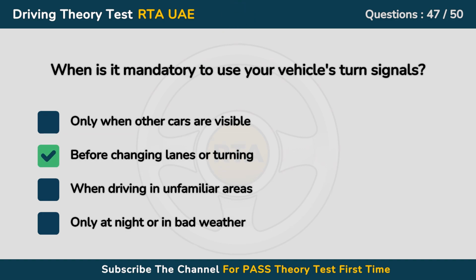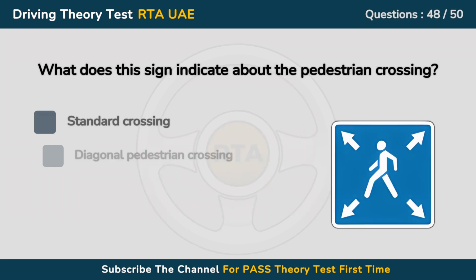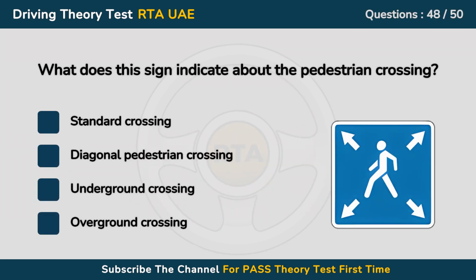Answers is B. Before changing lanes or turning. It is mandatory to use your turn signals, indicators, every time you intend to change lanes, turn, merge, or exit a roundabout, to communicate your intentions to other road users well in advance. Question 48. What does this sign indicate about the pedestrian crossing?